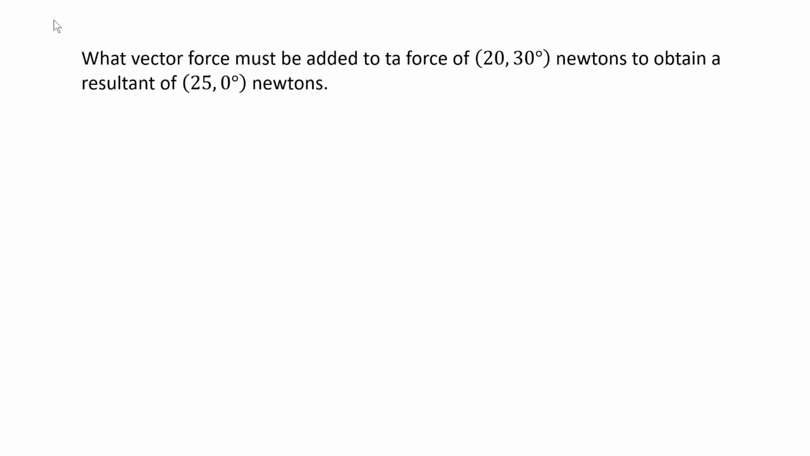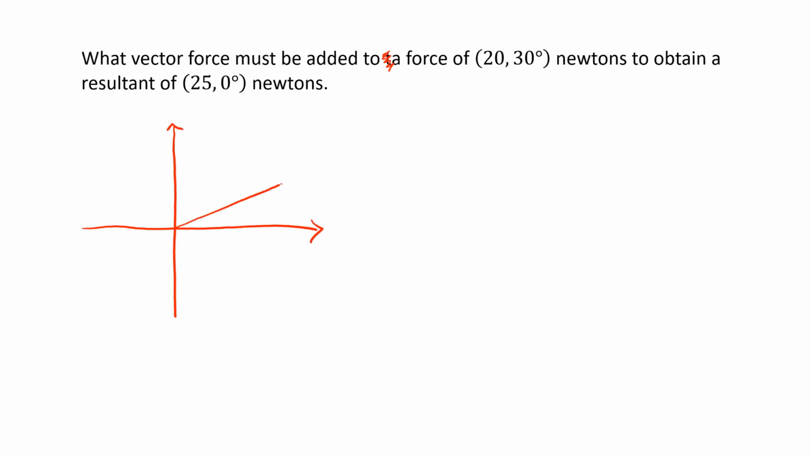Okay, in this problem, we want to know what vector force must be added to a force of 20 30° newtons to obtain a resultant of 25 0° newtons. All right, so here's what we're going to do. We're going to change these to rectangulars. That's always going to be our first thing we have to do, because we can't add or subtract vectors without changing them to rectangular coordinates.